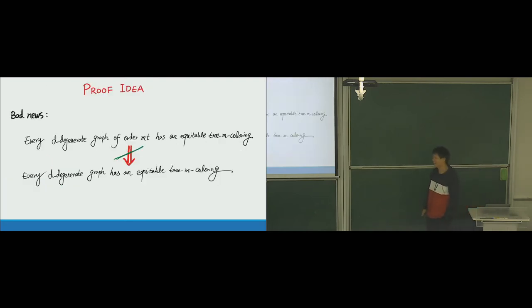Now we have better news. We cannot say this: if the order of this graph is divisible by m, and we know such a graph is equitably m-colorable, we cannot say that every graph with k works. But if we consider proper coloring, we can say this. Do you know why?